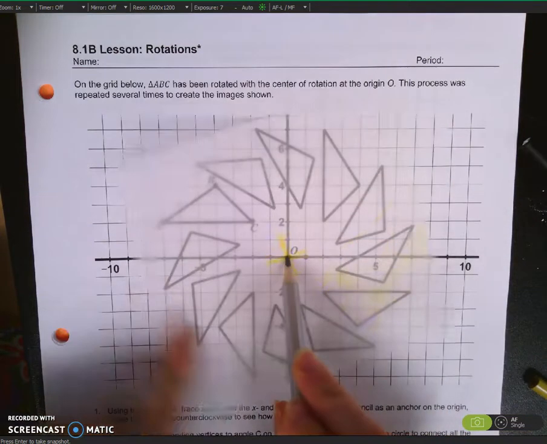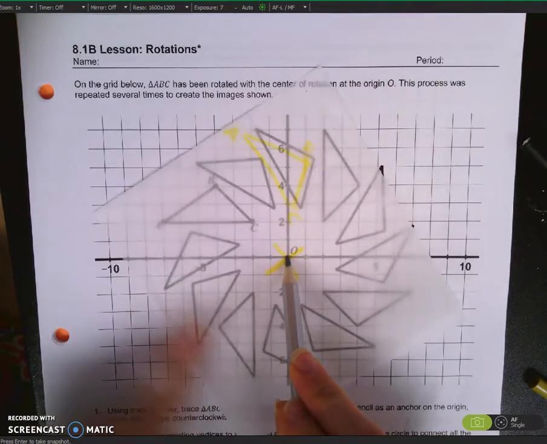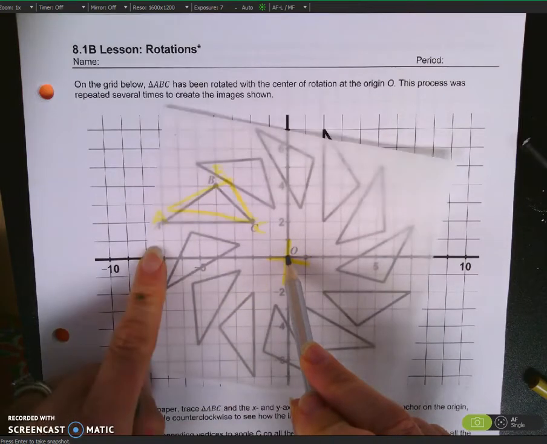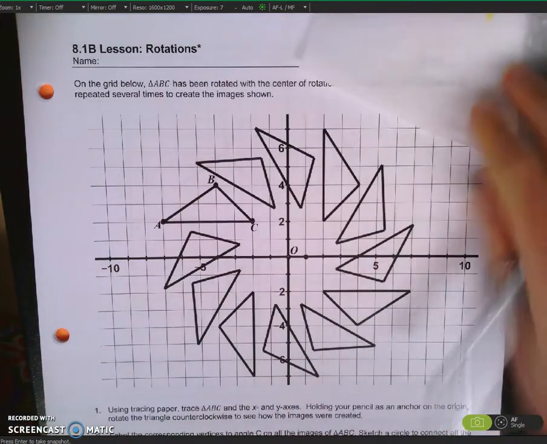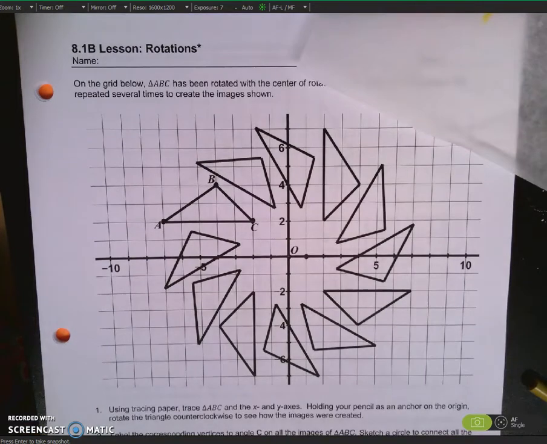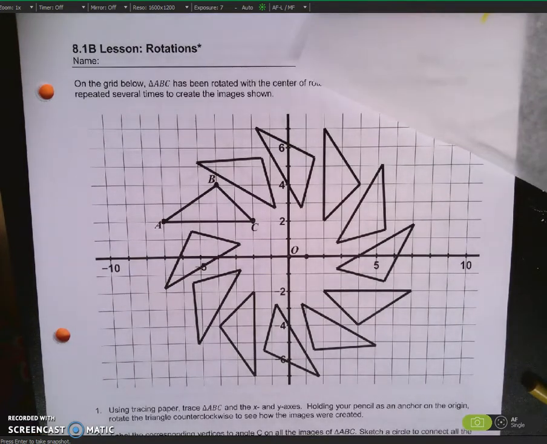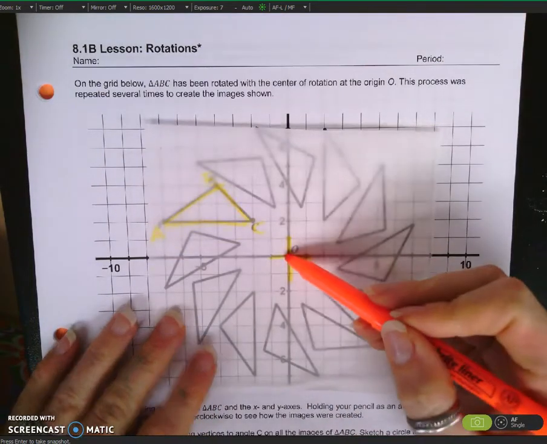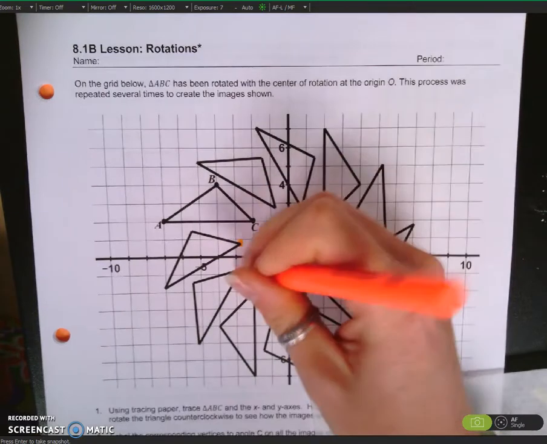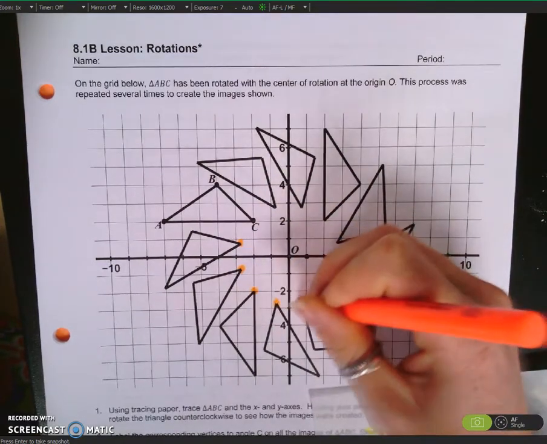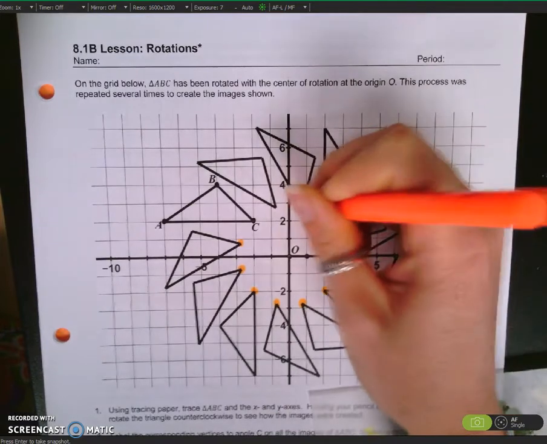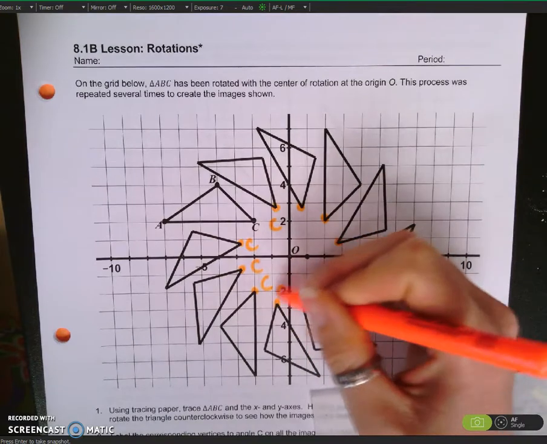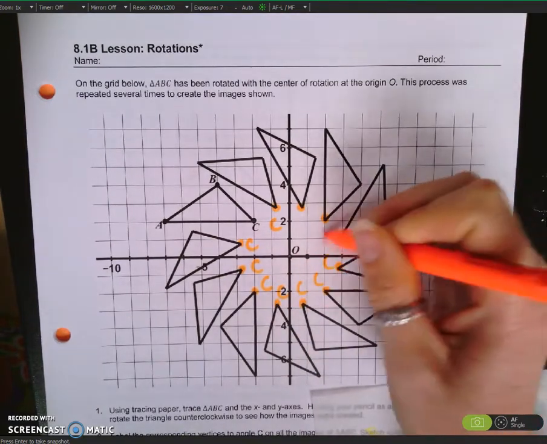There's a 90 degrees. Interesting. What I'd like you to do is label the corresponding vertices on angle C of all the images for triangle ABC. So if I look and rotate, all of these inside vertices are going to be C. Technically it would be C prime, double prime, triple prime, quadruple prime, and so on, but we'll just call them C.